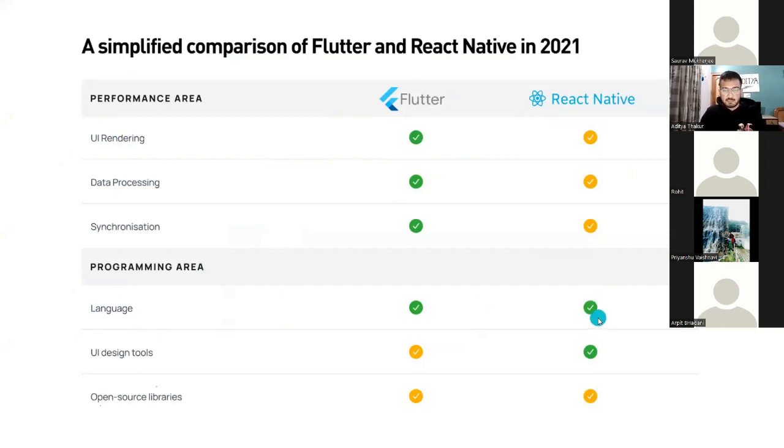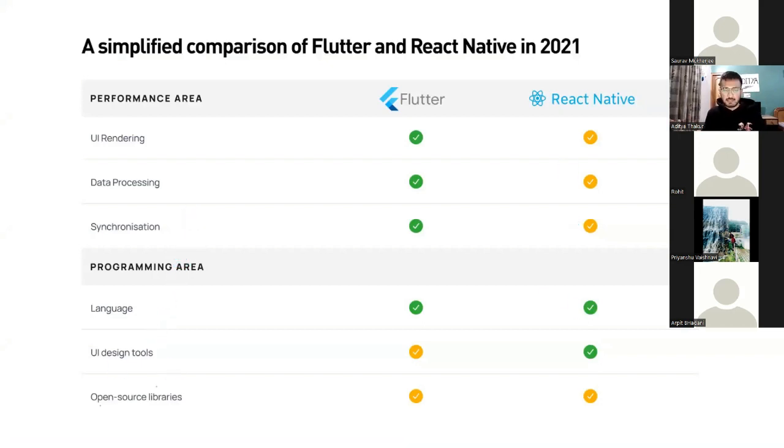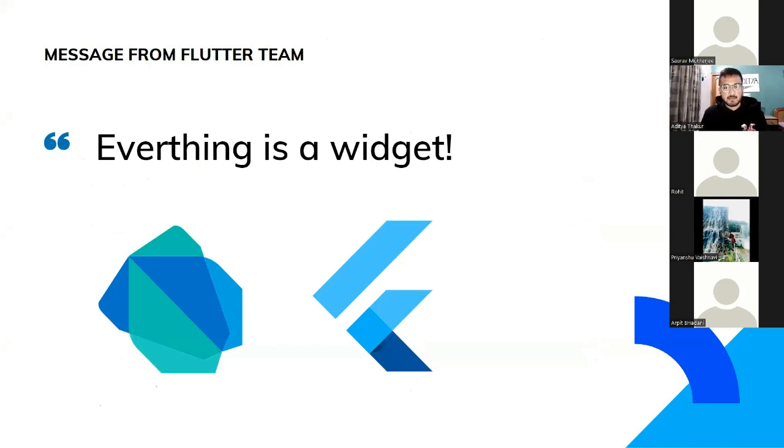React Native obviously has JavaScript, which has a lot of support when it comes to the community. JavaScript is a really established programming language. When it comes to open source libraries and the UI design tools, I feel like React Native is certainly good. But there are certain data processing and synchronization points where Flutter might be better because it natively compiles the code. So in Flutter, everything is a widget.